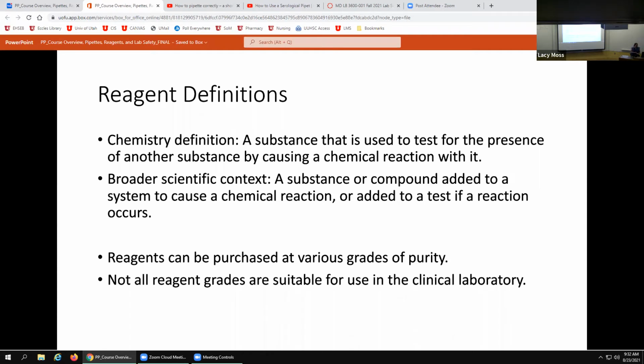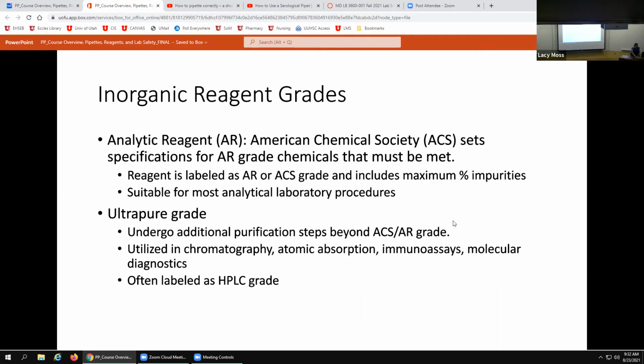They can be purchased at various grades of purity, and not all those reagent grades are suitable for clinical laboratory use. All right, these are boring definitions. I'm sorry, you have to know them. All right, so analytical reagent grades are defined by the American Chemical Society, and they set the specifications for what's considered an analytical reagent grade. And they have to list their maximum impurities. And this is suitable for most analytical laboratory purposes.